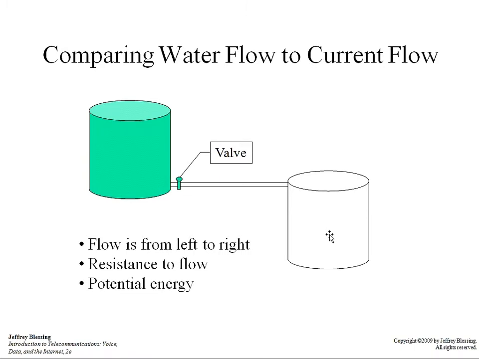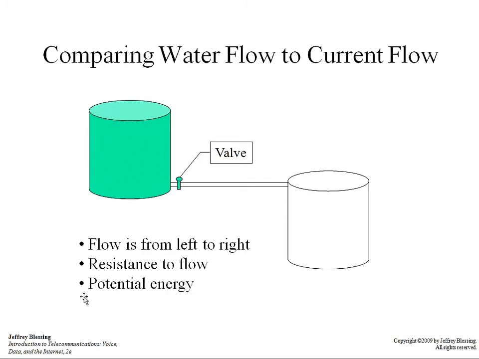Now, there's a resistance to this flow, and in this mechanical system, the resistance to the flow is basically the diameter of this pipe. The smaller the diameter, the higher the resistance, and the slower the vessel on the left empties into the vessel on the right. And that's like the electrical property of resistance. There's a resistance to that flow of water.